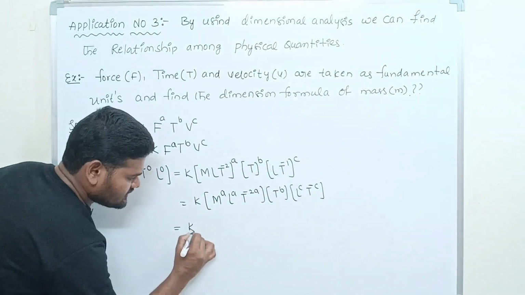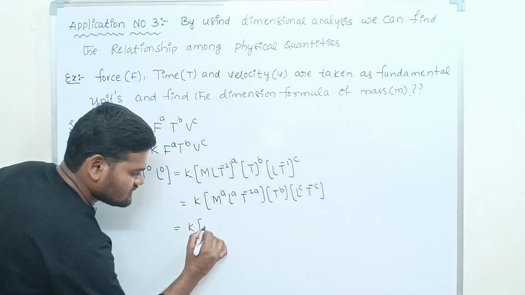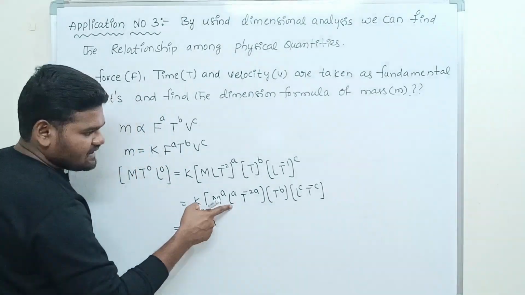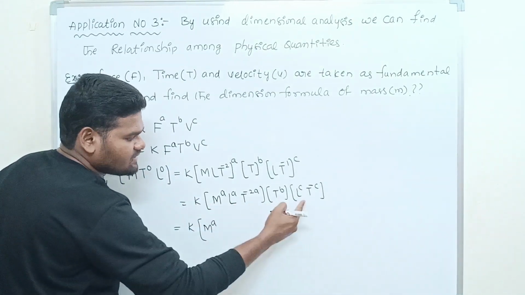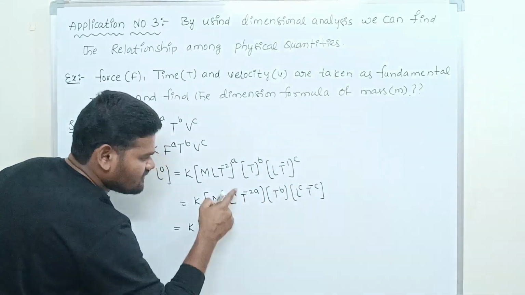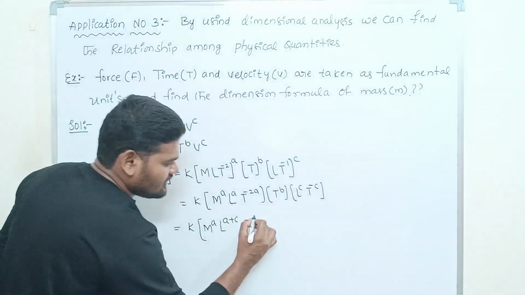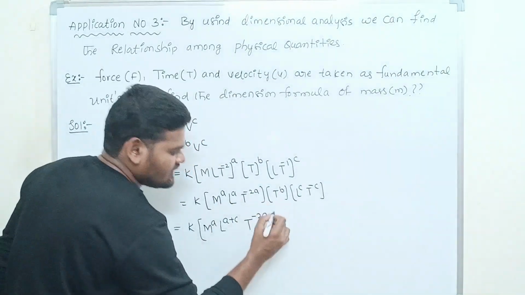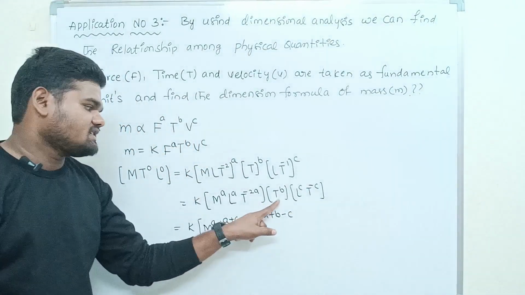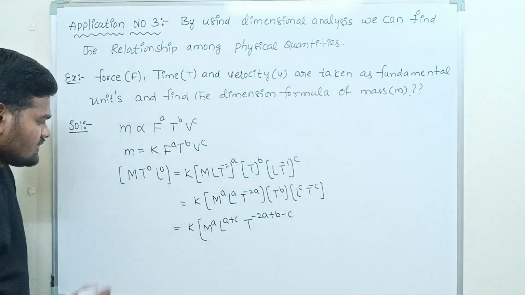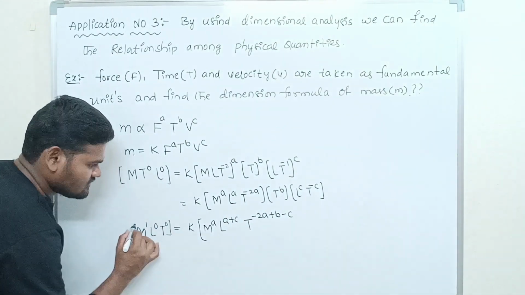So which is equals to K into M power A. Any M terms are there? No M terms. So M power A. Here L power A is there. Here L power C is there. Base is same, powers will be added. So L power A plus C. And the time. Here T power minus 2A is there. Here T power plus B is there. Here T power minus C is there. If base is same, powers will be added. So here what? M power 1, L power 0, T power 0.